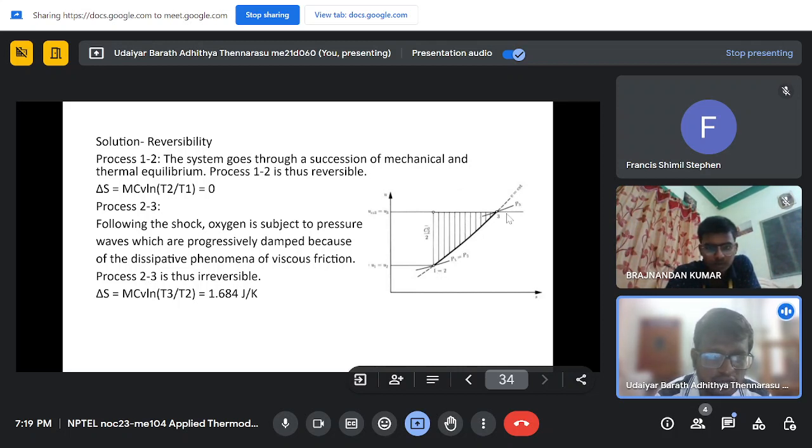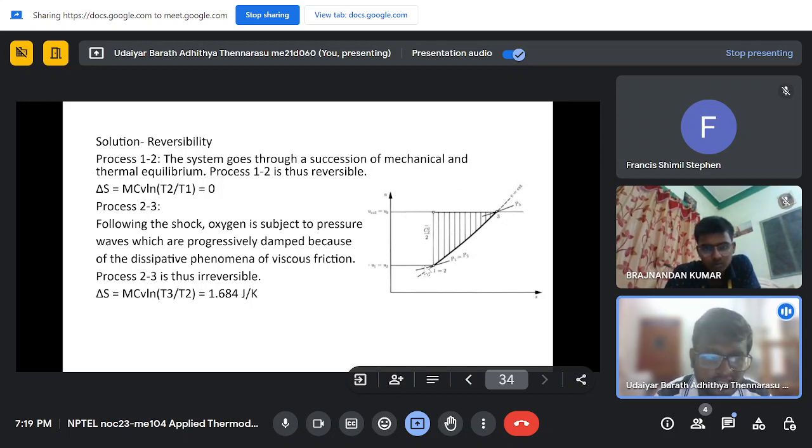So during 2 to 3, you see velocity initially was at C2, and at 3 it has reached 0. This velocity is getting converted, kinetic energy is transferring to the fluid, and it's going through the process and reaching the final state, where the internal energy of the system is equal to U3.